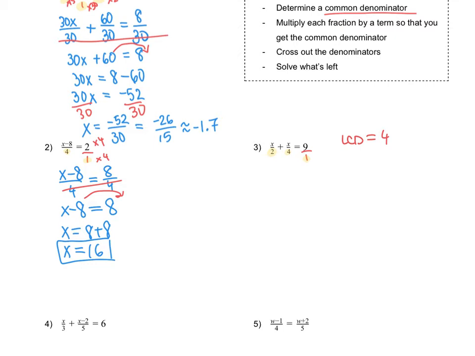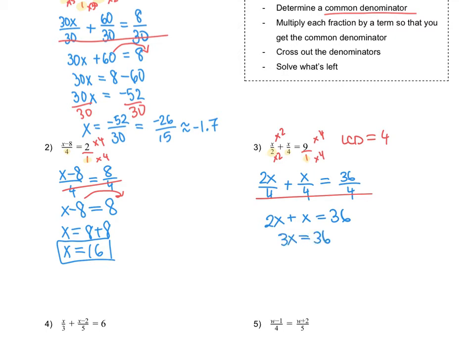So for your first fraction, to get 4, we're going to multiply top and bottom by 2 to get 2x over 4. The second fraction is fine the way it is. And then to turn 9 over 1, we have to multiply top and bottom by 4. That way all the denominators are 4 and we can cross them out. So now all that you're solving is 2x plus x equals 36. The x's are on the same side, nothing to move around. So we have 3 x's that are equal to 36. And we can just divide both sides by 3 so that we get 12.